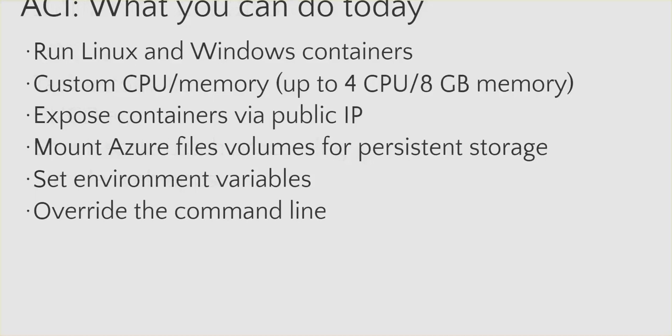So what you can do today, you can run a Linux or a Windows container in Azure Container Instances. With custom CPU and memory, you can have up to 4 CPUs and 8 gigs of RAM. As I said, it's not a very production type of thing, but it has all the capabilities to run something like a demo and POC stuff. You can also expose the container: you get a public IP address as soon as you provision an ACI instance.